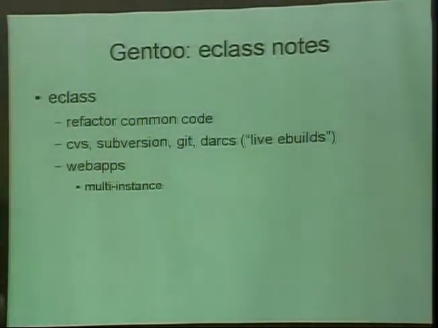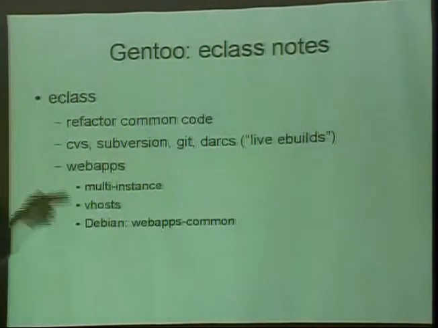Then you can say when, for example, WordPress gets updated, then you can say, oh, update all my instances. Or you can say, just update this instance and that instance, leave several alone. And then the web apps E-class is smart enough to say, oh, this file needs to be copied to every instance, and then the other file needs to stay within /usr/share. It's pretty interesting. And earlier when I was talking about webapps-common in Debian, it's trying to do the same thing. So it's getting there.